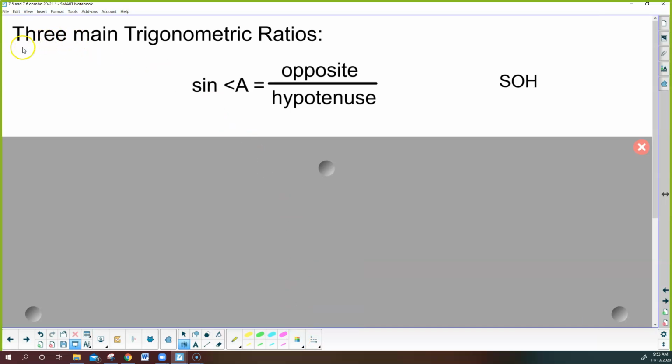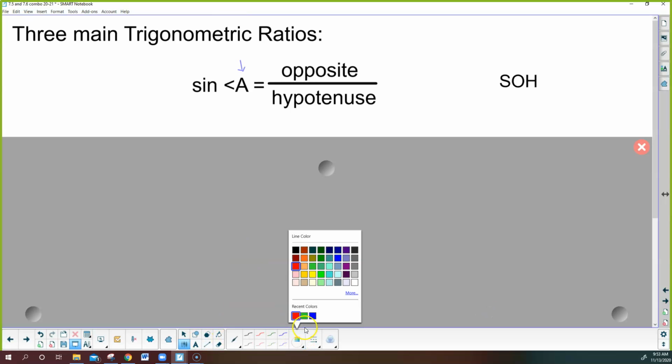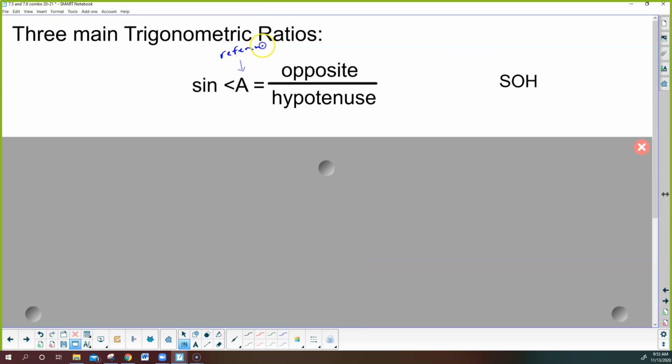Okay, so we have three main trig ratios. We've got sine of angle A. So I want to just point this out right here. When we say A, this is my reference angle. So if I drew a picture, it would look like this. This could be A, B, C.